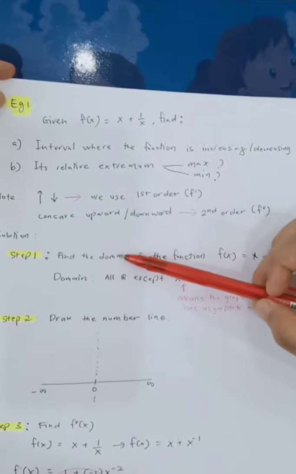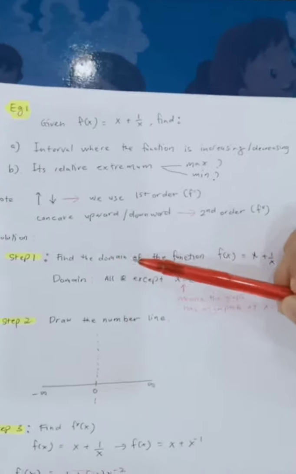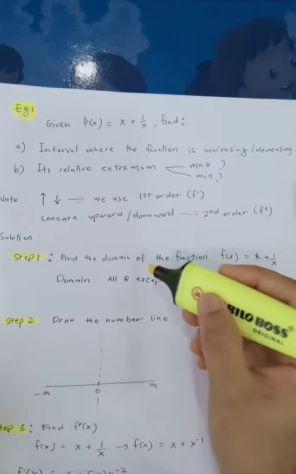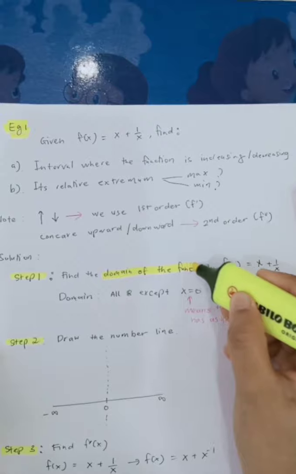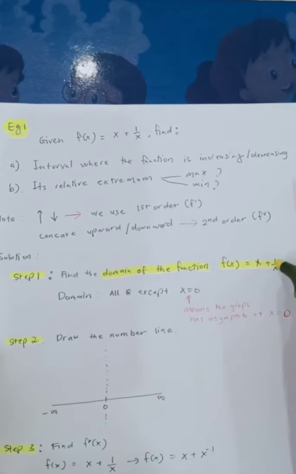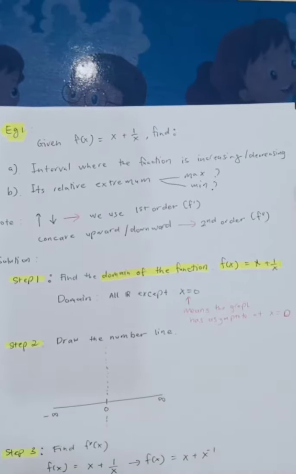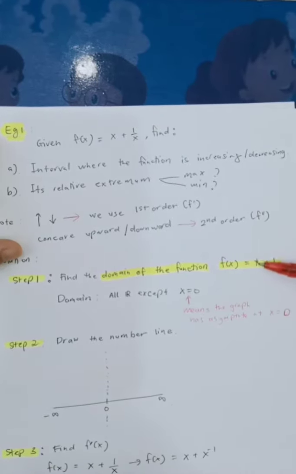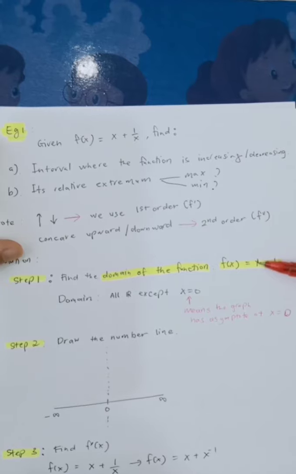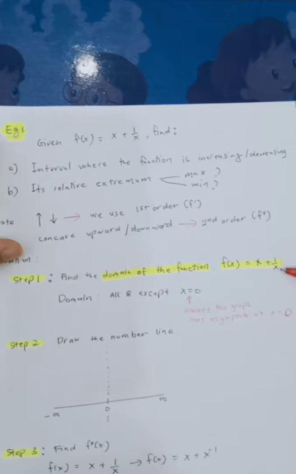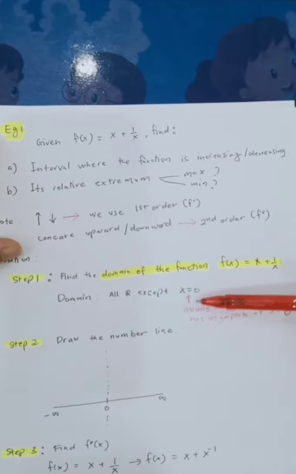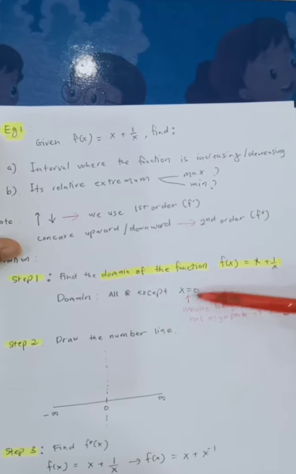First step, you have to find the domain of the function. For this function, x plus 1 over x, what is our domain? Our domain is all R. Why all R? Because for x we can put all real numbers. And then 1 over x, all R except x equals 0. So this is the domain: all R except x equals 0.